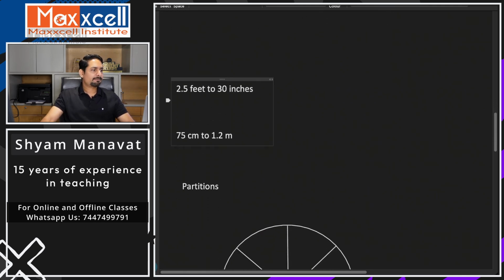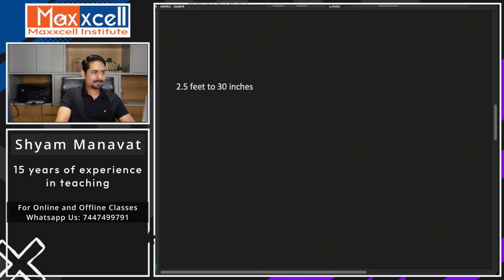Next is 2.5 feet to 30 inches. Can we directly simplify this and get the ratio 2.5 is to 30? Can we do that? No, we cannot. Why? Because the units are not the same. So first make the units the same. So how will you make the units the same?